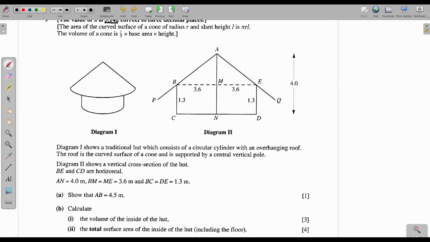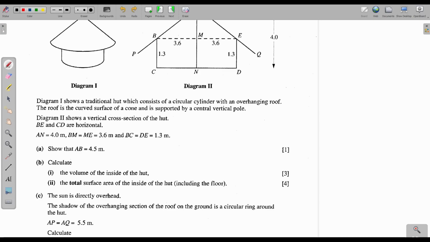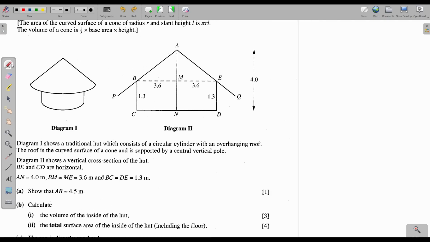Anyways, diagram 1 shows a traditional hut which consists of a circular cylinder with an overhanging roof. The roof is the curved surface of a cone, with a central vertical pole. Diagram 2 shows a vertical cross-section of the hut. BE and CD are horizontal. Basically, they cut it in half, like with a knife down the middle, and this is what you see on both sides.